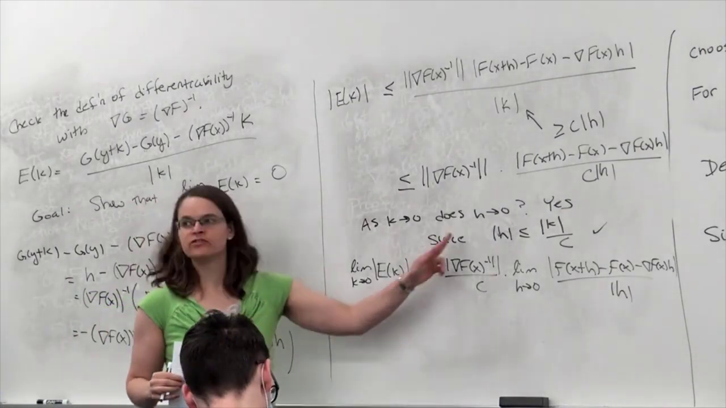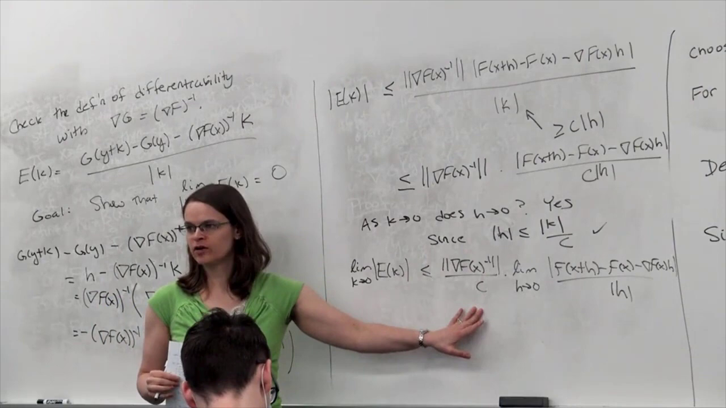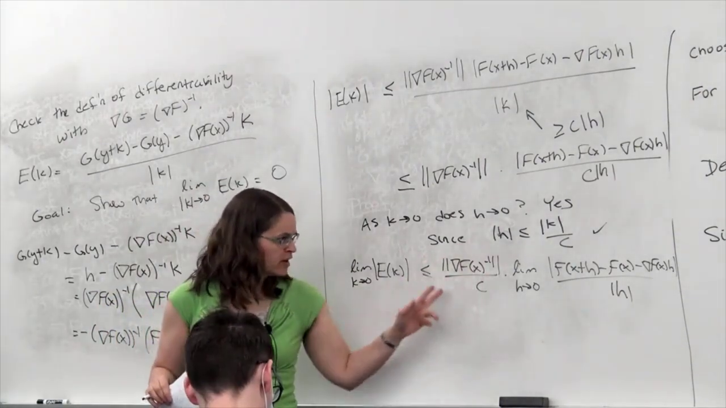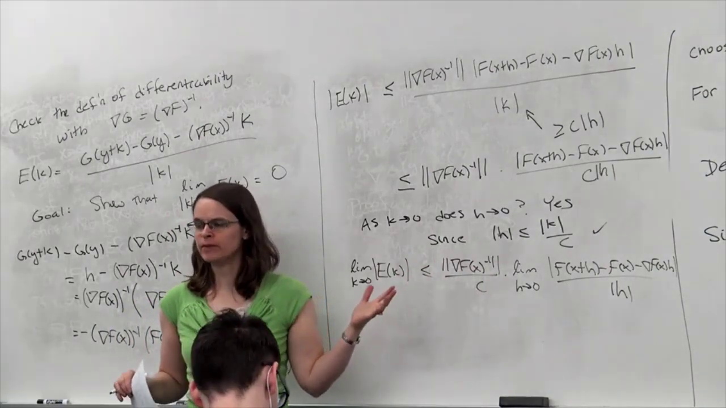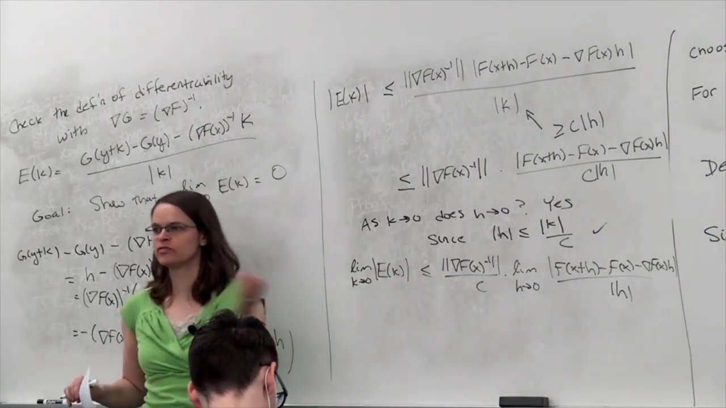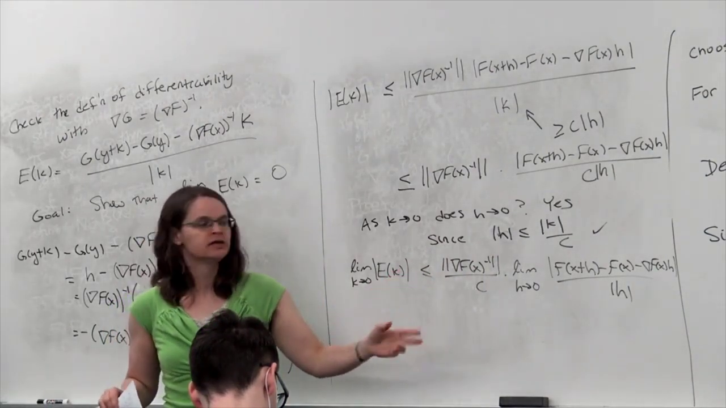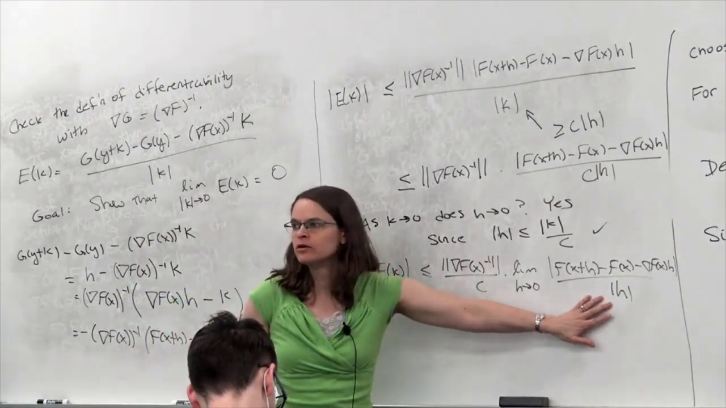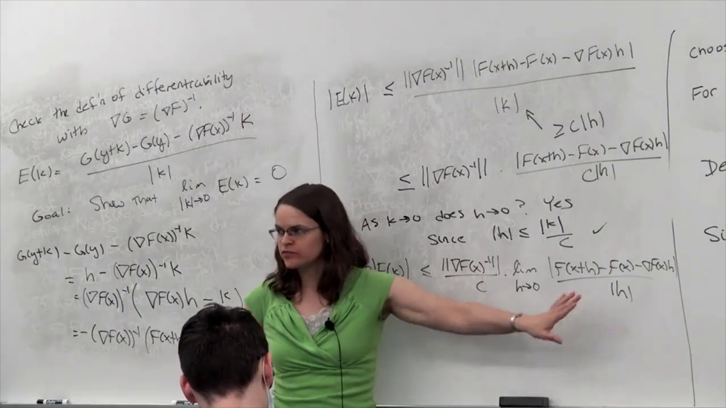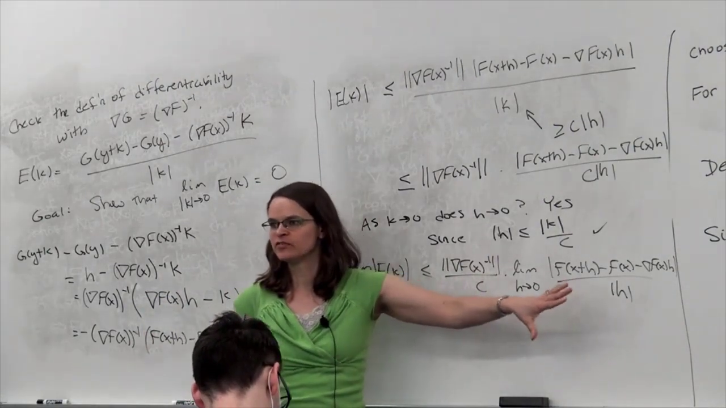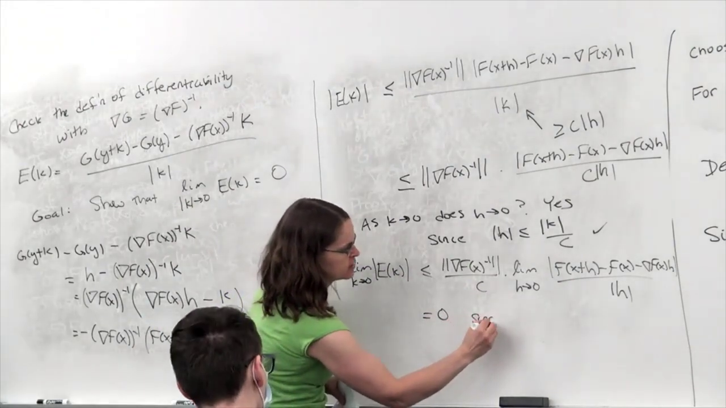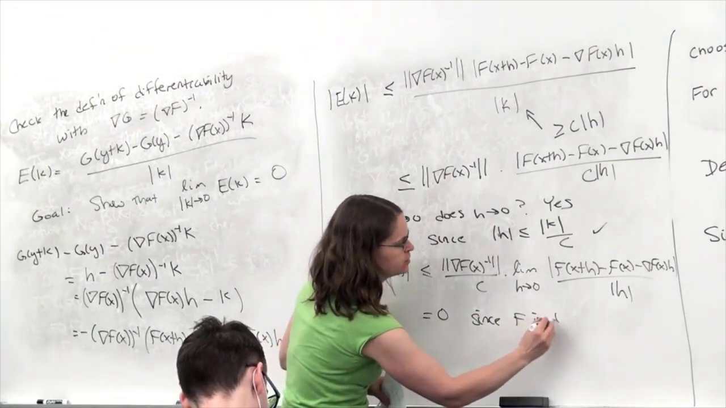All right, again, these are just numbers. C we know is a positive constant because everything's regular. The Jacobian of f inverse is just some matrix. X is a fixed point, so this is just a constant. It's not changing. So it's just a positive number. This limit we know goes to 0 because we know that f is differentiable. This is the statement that f is differentiable. So indeed we can say this is 0 since f is differentiable.